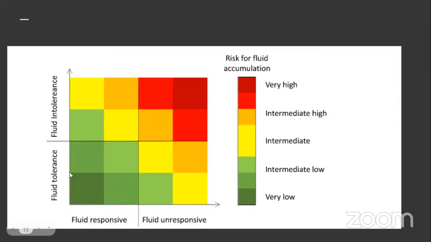Otherwise, if the patient is fluid responsive but not fluid tolerant, then that may be a problem. If a patient is fluid unresponsive especially, then you give more fluid, you're going to a red zone in this case where the patient is going to get fluid overloaded, they're going to get edematous, they're going to get edema in the viscera as well as in the tissues.